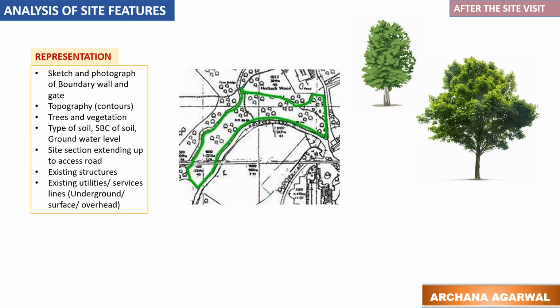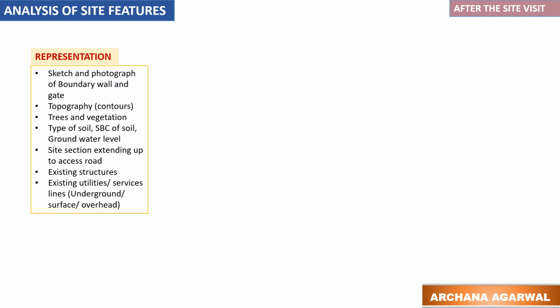Site plan showing existing trees and vegetation along with the names of the trees and plants and the photographs are also represented. Type of soil, SBC of soil, groundwater level should be mentioned. Site section extending up to the access road should be drawn.